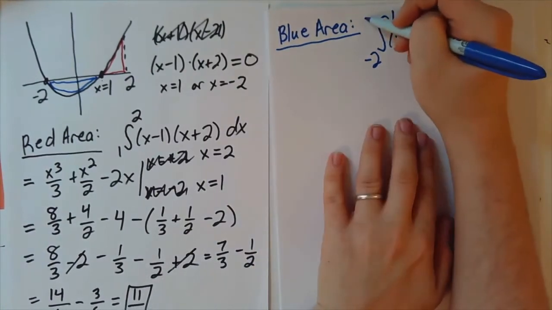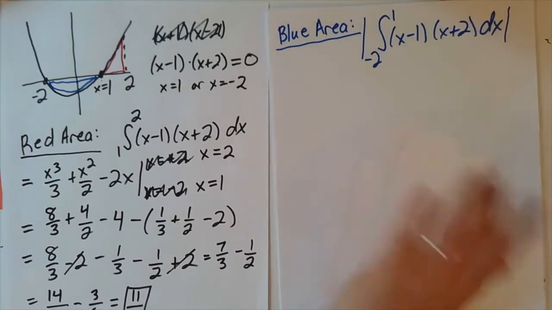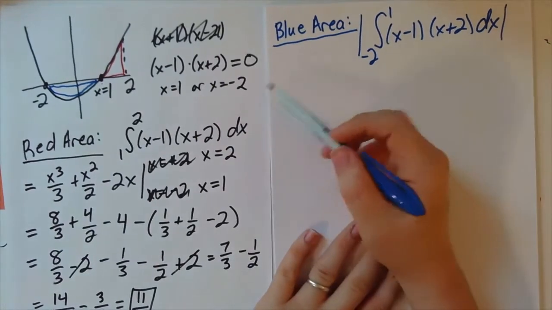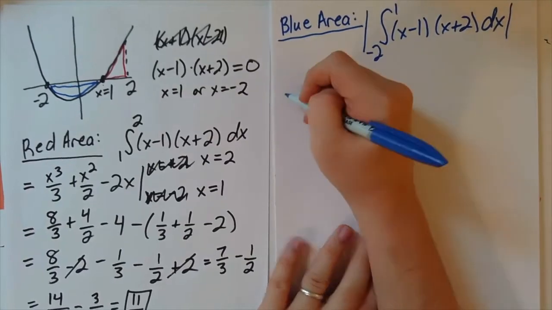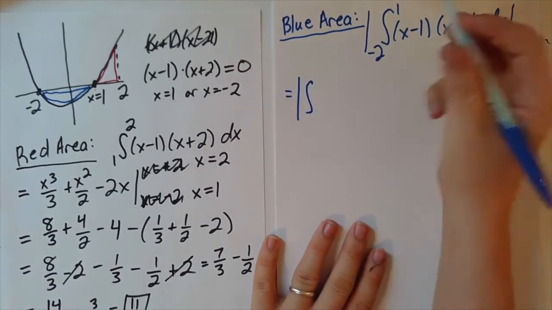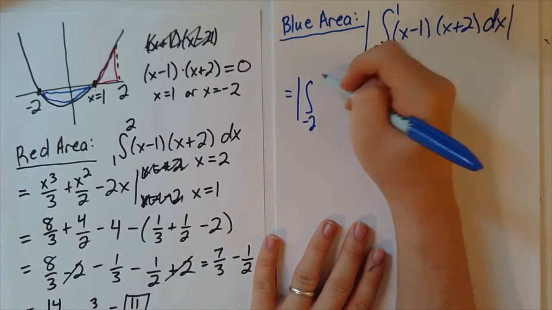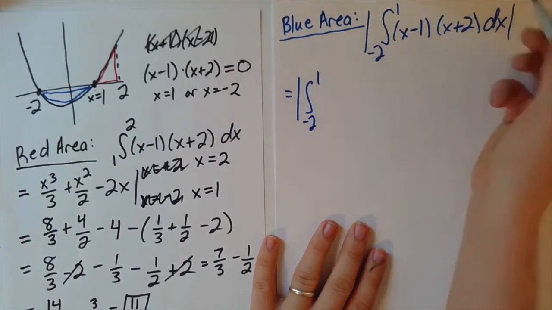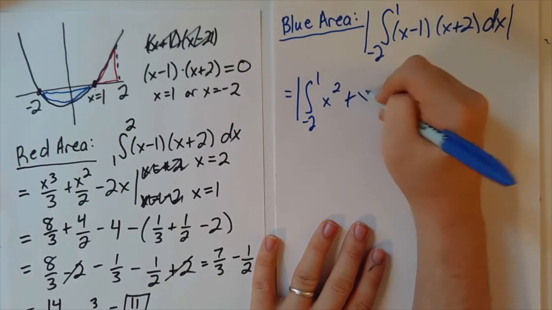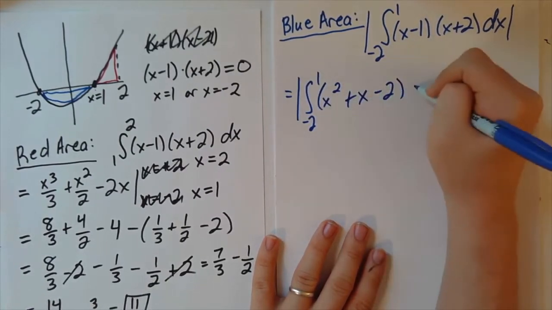Well, we take the absolute value of this. So the blue area is actually the absolute value of this definite integral. And so we can go ahead and just continue on from here. So this is the absolute value of the integral from minus 2 to 1 of x squared plus x minus 2.